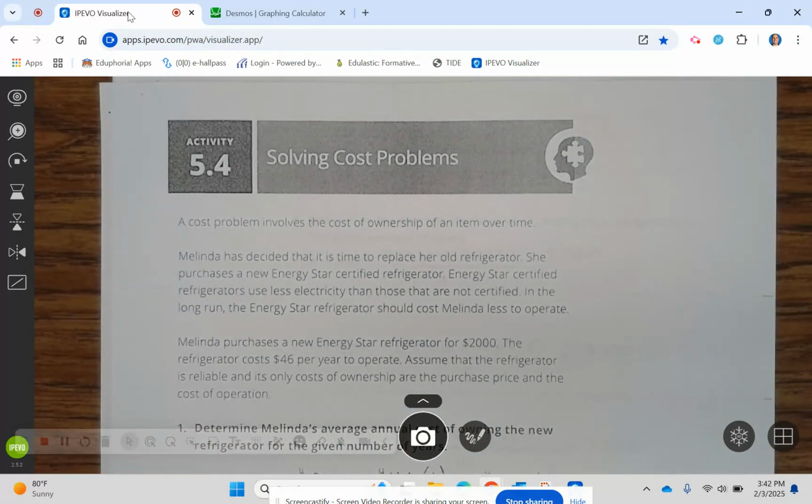5.4, solving cost problems. A cost problem involves the cost of ownership of an item over time. Melinda has decided that it's time to replace her old refrigerator. She purchased a new Energy Star certified refrigerator. Energy Star certified refrigerators use less electricity than those that are not certified. In the long run, the Energy Star refrigerator should cost Melinda less to operate.